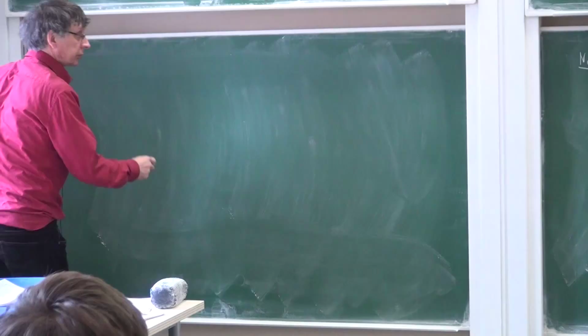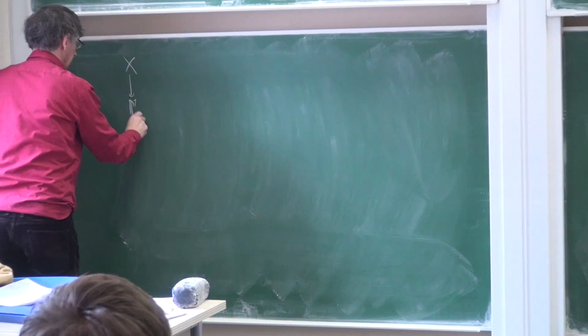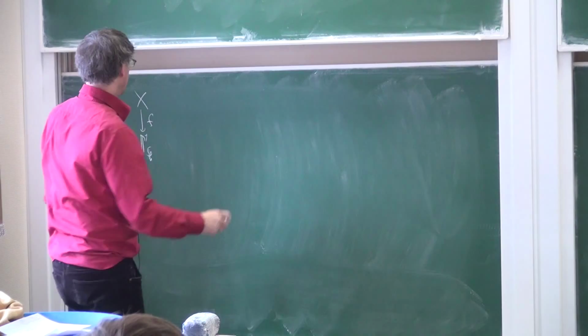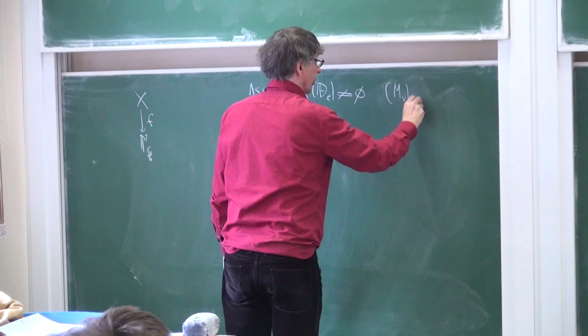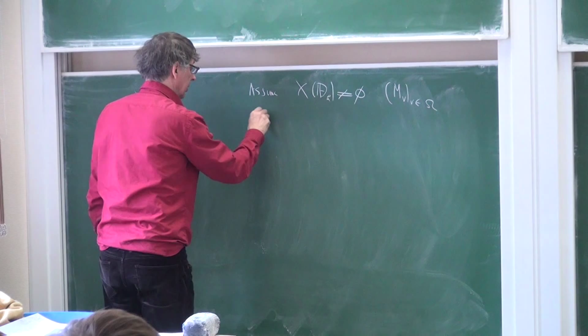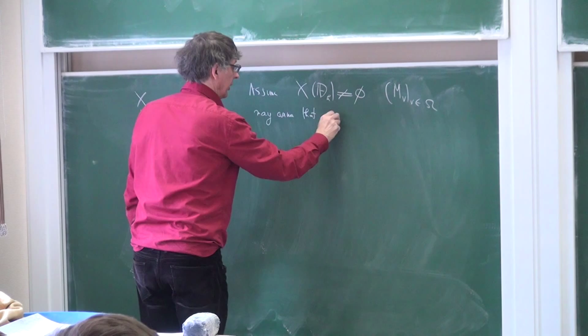So now we had our situation, X going to P1 over K with F. We assume that X of the adeles A_K is not empty. We take a family M_v, v in Omega, of points of X of A_K. Now, I may assume that each M_v is in a smooth fiber.